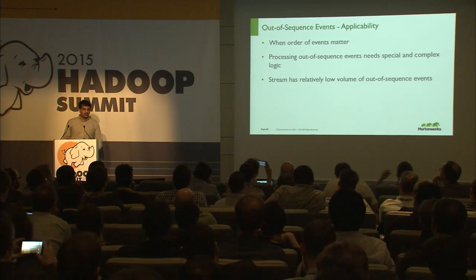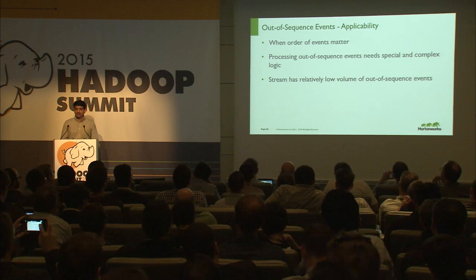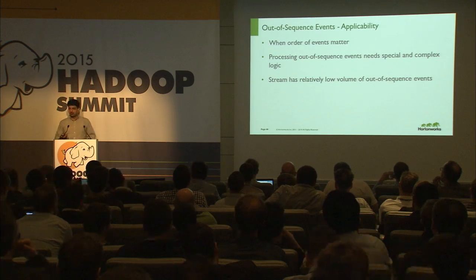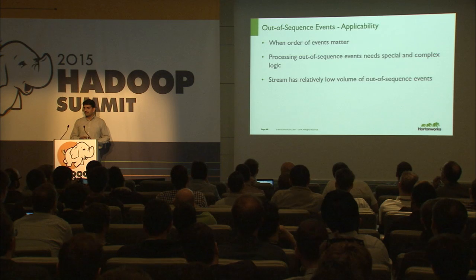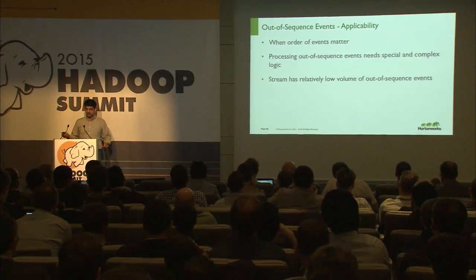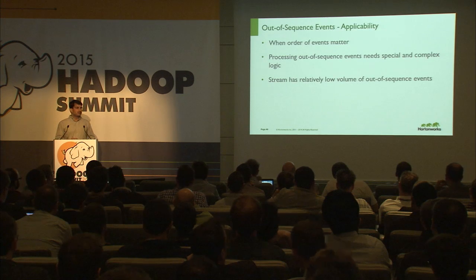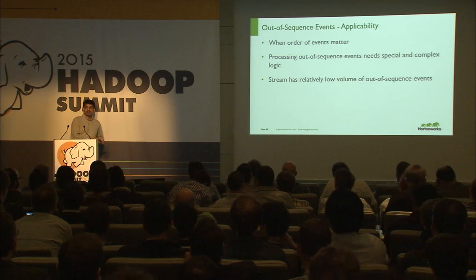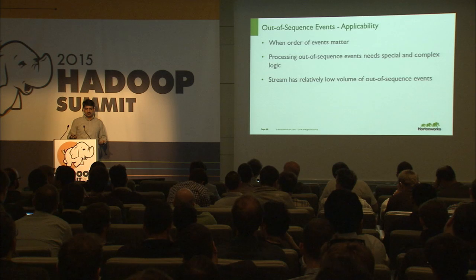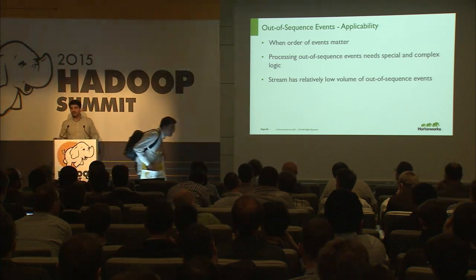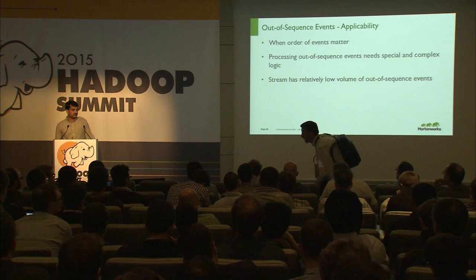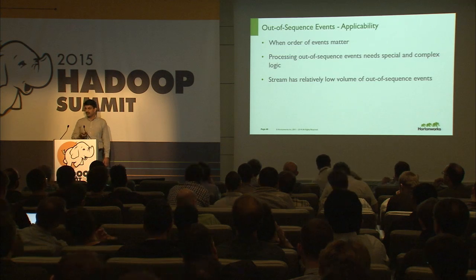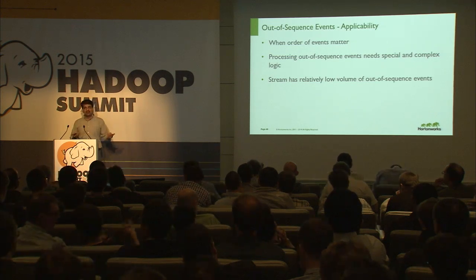So where all can you use this particular strategy for out of sequence events? Of course, first, when your sequence impacts your processing, that's where you have to worry about out of sequence events. If the sequence doesn't matter, you don't care about it, just start processing. Or if out of sequence event processing needs complex logic, which needs to rebuild the model, which needs to refetch all the data relevant to that event, and it becomes more complicated. And of course, your stream has to have a relatively low volume of out of sequence events. Because if you have more out of sequence events in the stream, you have some different problem to solve and not this design pattern. There is something else wrong in your system, in your pipeline, that needs to be addressed first.